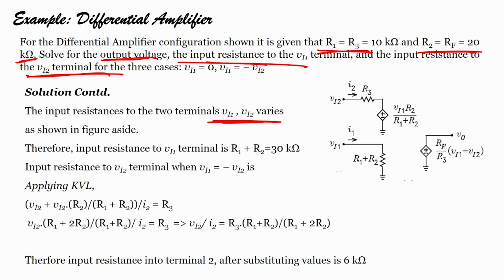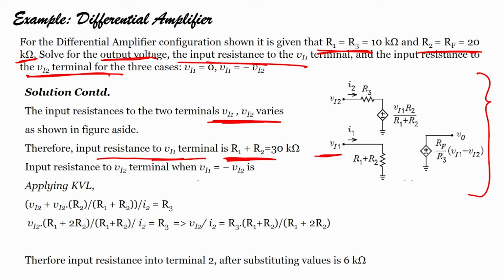Therefore, the input resistance to terminal Vi1 is nothing but R1 plus R2. If you see this circuit, we will find that the input resistance to terminal Vi1 will be nothing but R1 plus R2. What is R1? R1 is 10, R2 is 20. So, it is 30 kilo ohm.